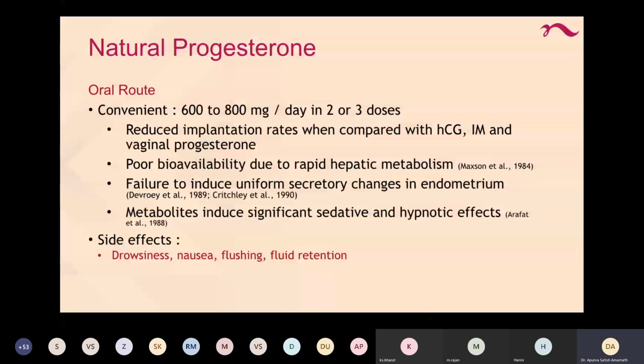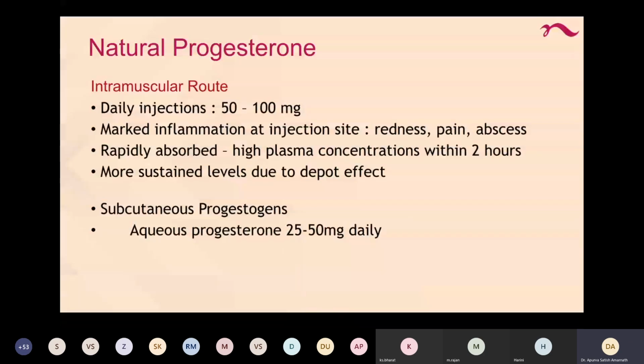Next, coming to the intramuscular route, this is one of the commonly used methods of giving progesterone. So there are daily injections of 50 to 100 milligram that are given. The disadvantage of giving an intramuscular progesterone is it causes marked inflammation at the injection site. There could be redness, pain, and sterile abscess. It is also rapidly absorbed, so high plasma concentrations are reached within 2 hours, and it leads to a more sustained effect due to the depot effect.